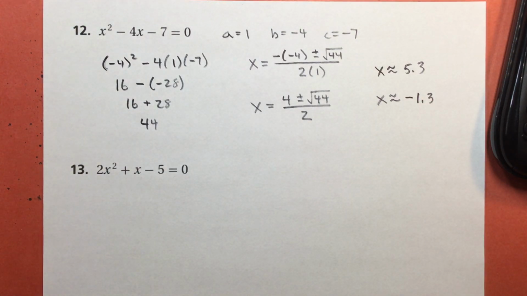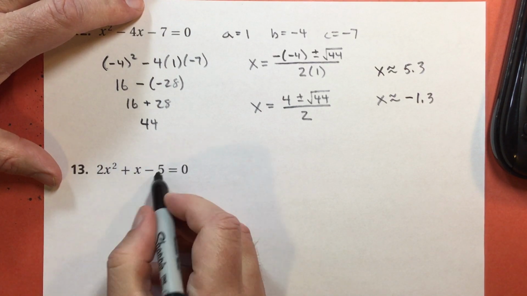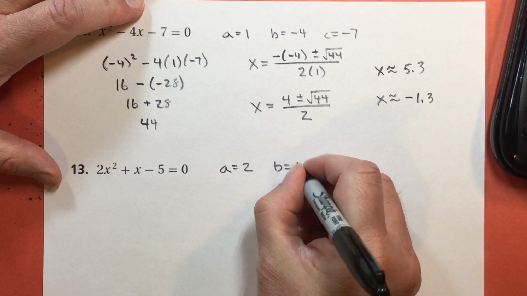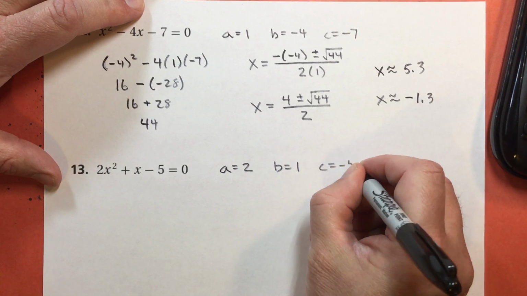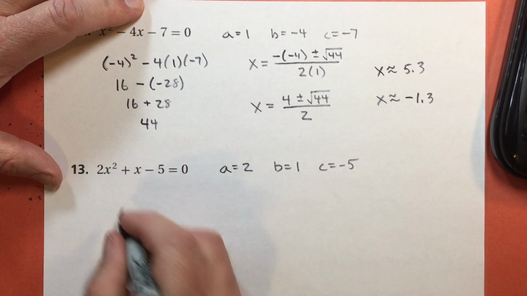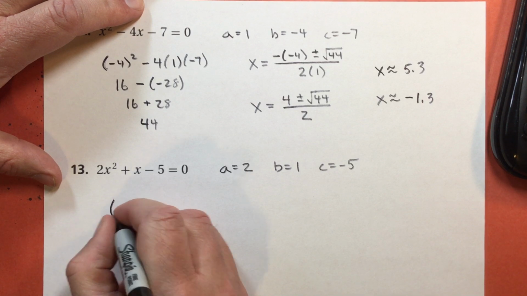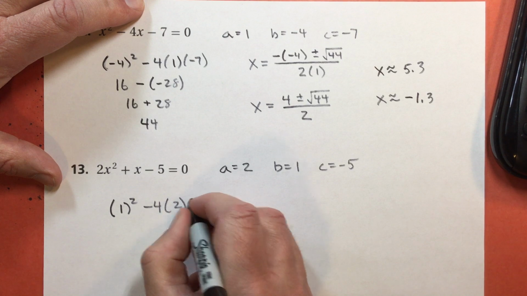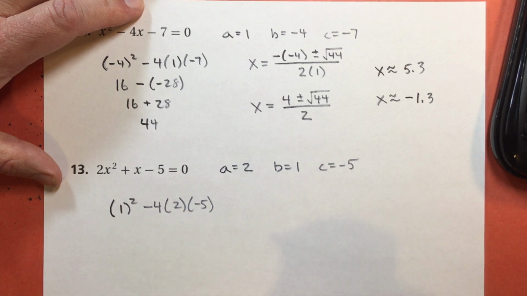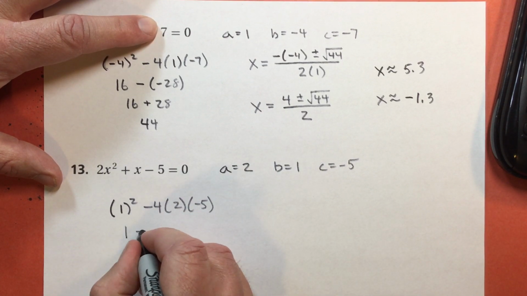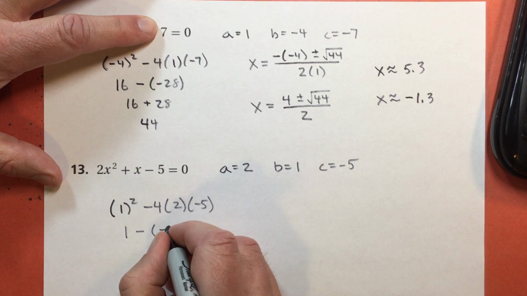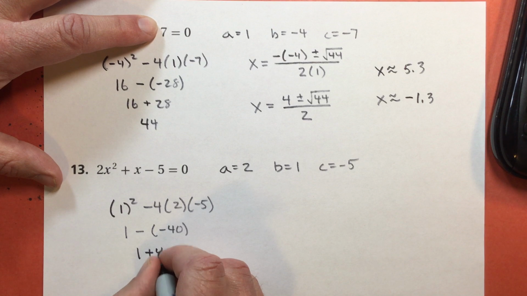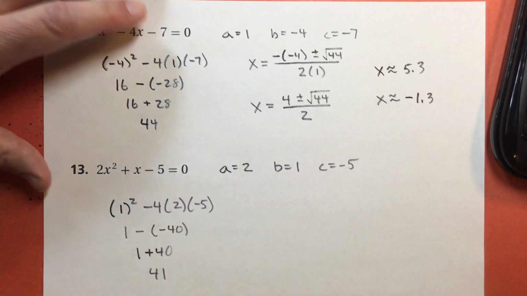Alright, finally, problem number 13 in this section. It's in standard form, so my A is going to be 2, my B is going to be 1, and my C is going to be -5. B squared is going to be 1 squared, A is 2, and C is -5. This is 1 subtract -40, which becomes 1 plus 40, also known as 41.